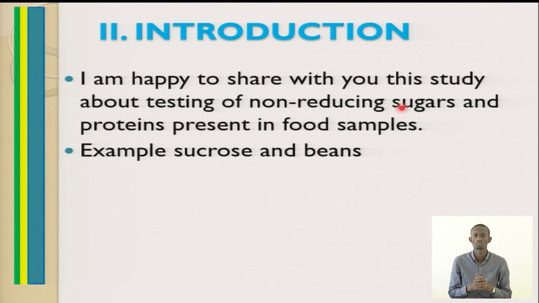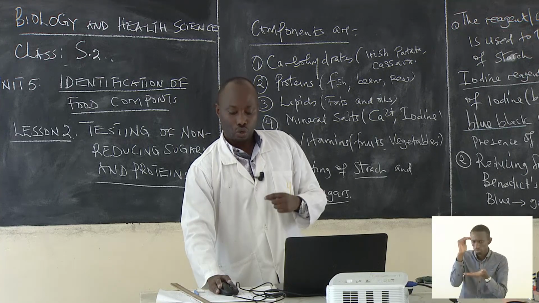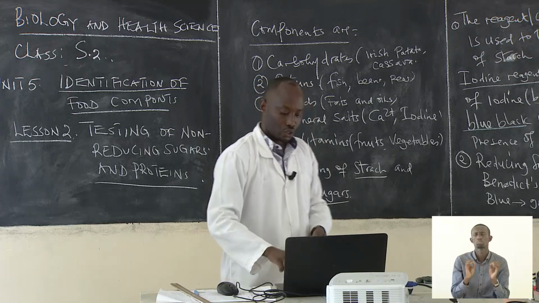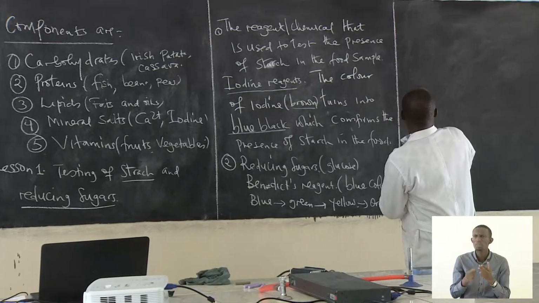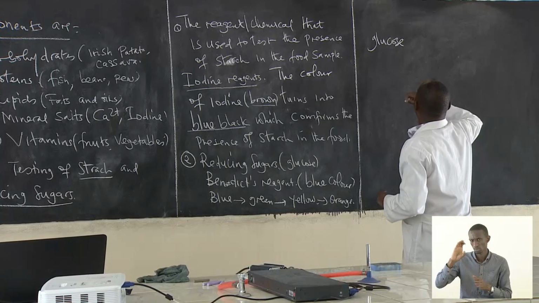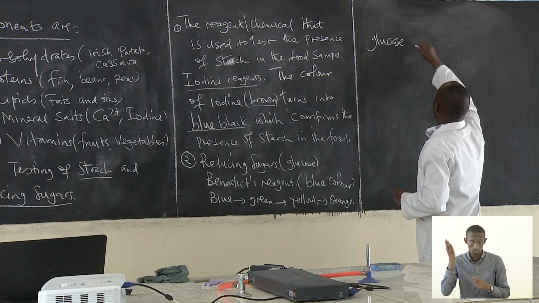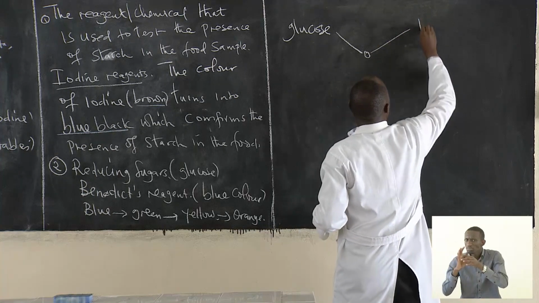So we are going to do non-reducing sugars and proteins in the food sample, and we give the example of non-reducing sugars, as mentioned, sucrose. Sucrose is an example of non-reducing sugars. If you remember, sucrose is formed when you get a glucose, this is glucose, all right? When you get the glucose and you combine it with, this is a bond, the fructose.